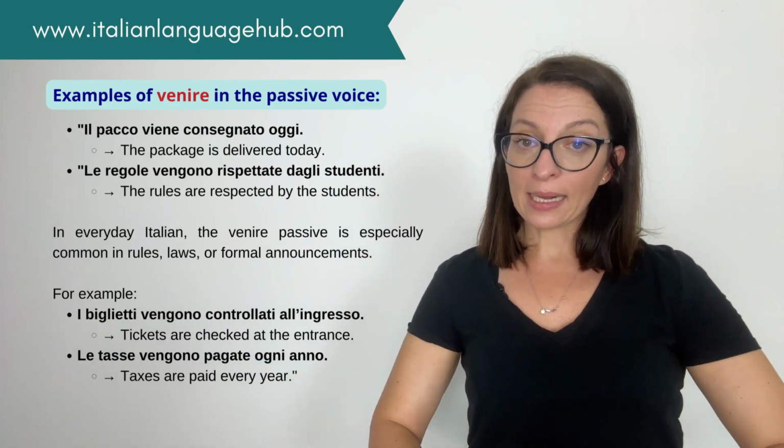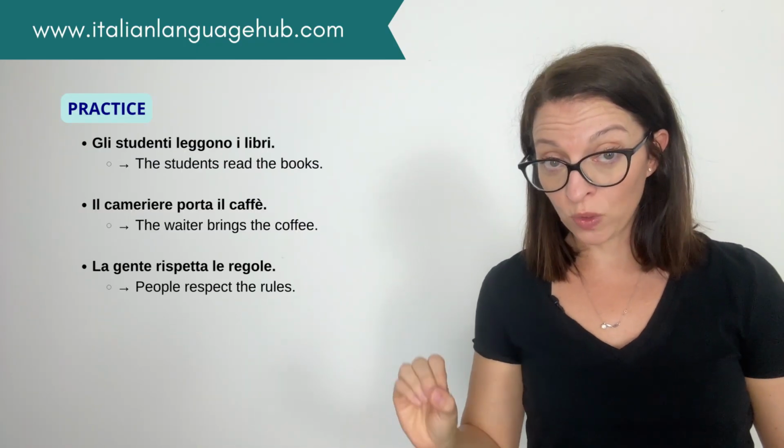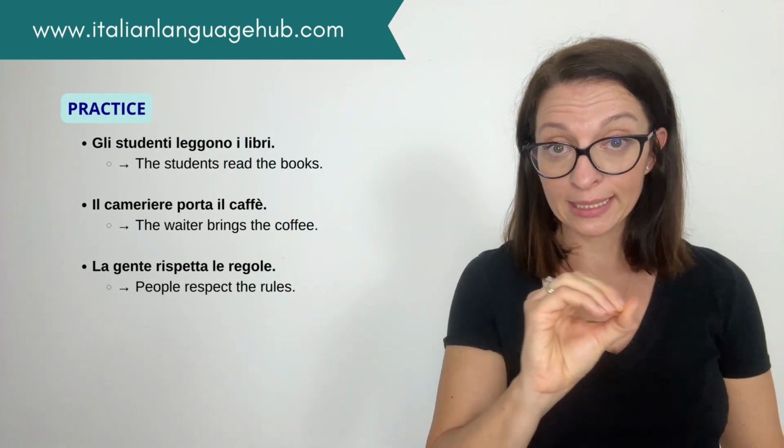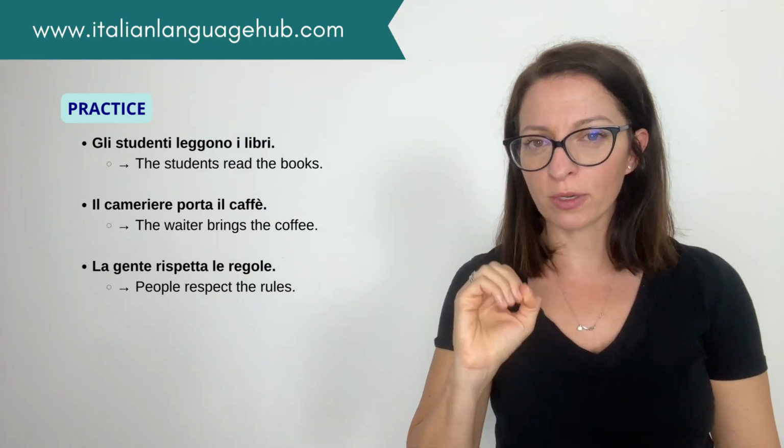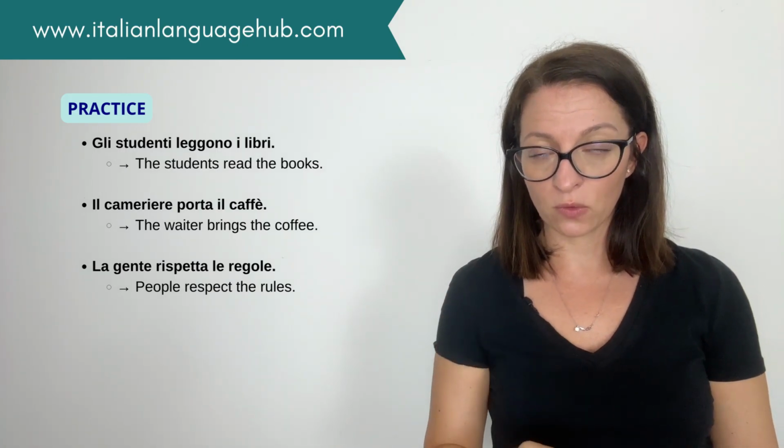Let's do a little practice now, okay? It's important to start using it immediately so that you make it yours. So I'll give you 3 active sentences and I want you to transform them into the passive with the verb venire. I'll show you the answers right after. So, the first sentence is Gli studenti leggono i libri. How would you transform it? Write it down and then let's focus on the second one.